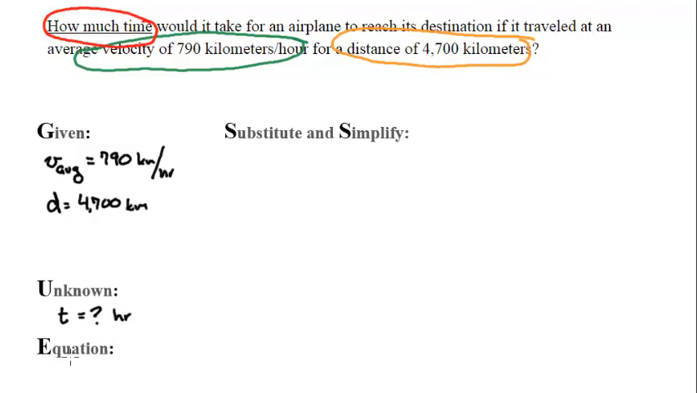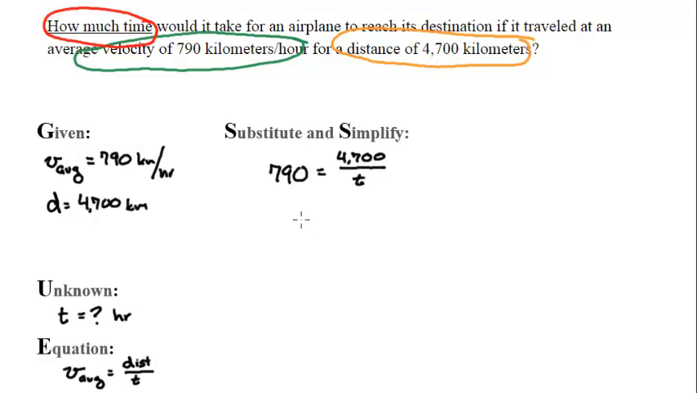At this point, I need an equation, and if you go to your blue card, I believe that you'll see velocity average equals a distance, or displacement, over a time. At this point, I can substitute numbers for letters, and I know that velocity average is actually 790 equals, a distance is 4,700, but I don't know what time is.